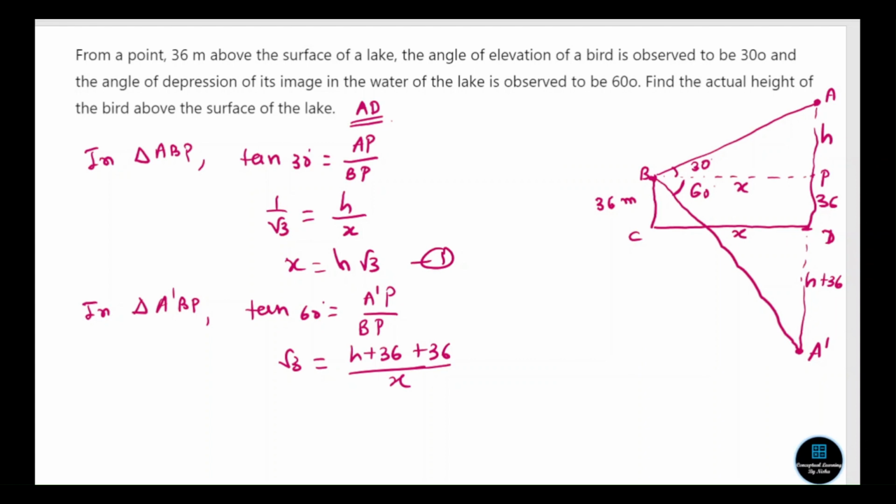Now substitute the value of x and simplify this. If I put x equals h root 3, I'll get 3h equals h plus 72, and then when I solve, I'll get h equals 36. So the actual height of the bird is how much? h plus 36. If I substitute 36 and 36, I'll get 72 meter is the actual height of the bird from the surface of the lake. Alright, very easy question, but the figure is important to make.